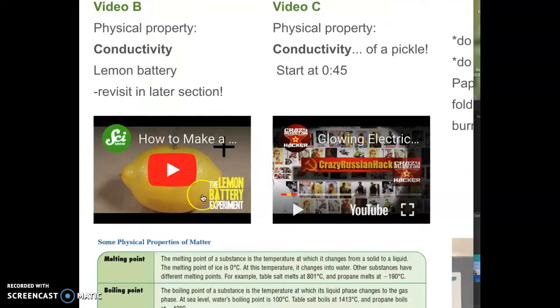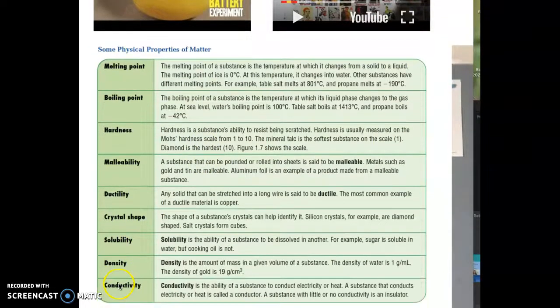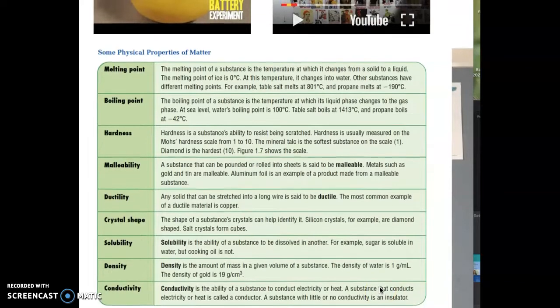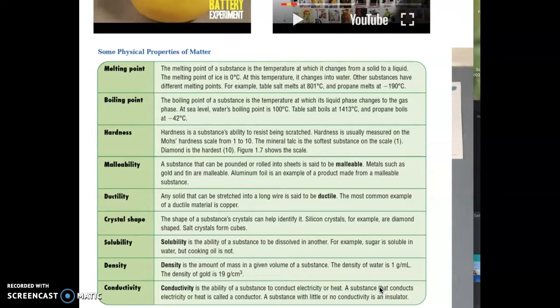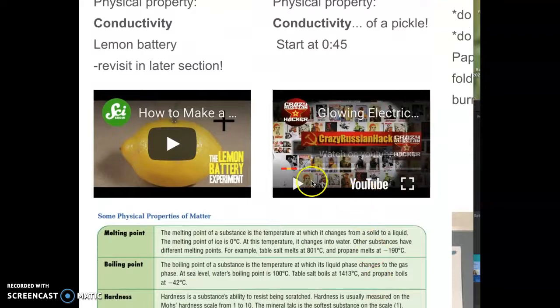Okay, so what are we learning here? Conductivity. Okay, some substances conduct electricity or heat. In this case, it's both. Okay, so is a pickle an insulator? No, it conducts electricity. Okay, let's watch.